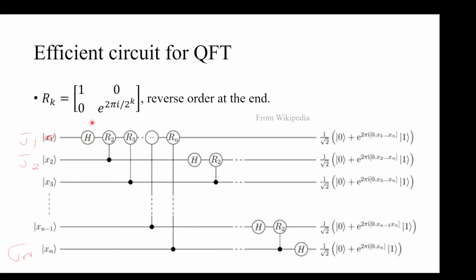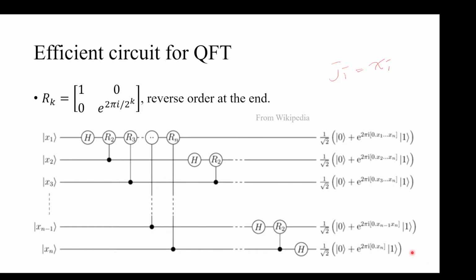Okay, and what we do is this. For the first qubit we put a Hadamard, then control on the second qubit to do R2, control on the third qubit to do R3, all the way to controlling on the nth qubit to do Rn. The second qubit is similar: you have a Hadamard, then control R2 all the way to control Rn. For the n minus 1 qubit you have a Hadamard and control R2, and for the last qubit you only do a Hadamard. The end result is this thing, 1 over square root 2 (|0> + e to the 2 pi i 0.jn |1>).